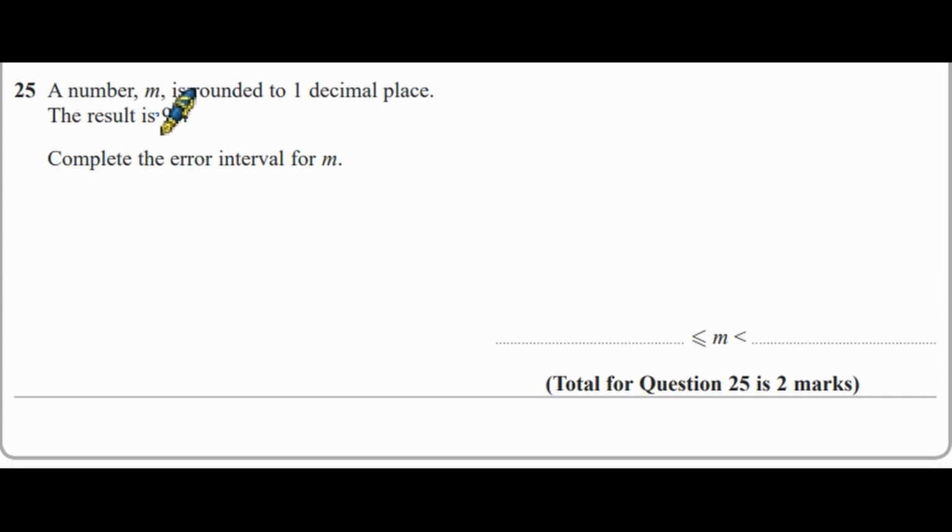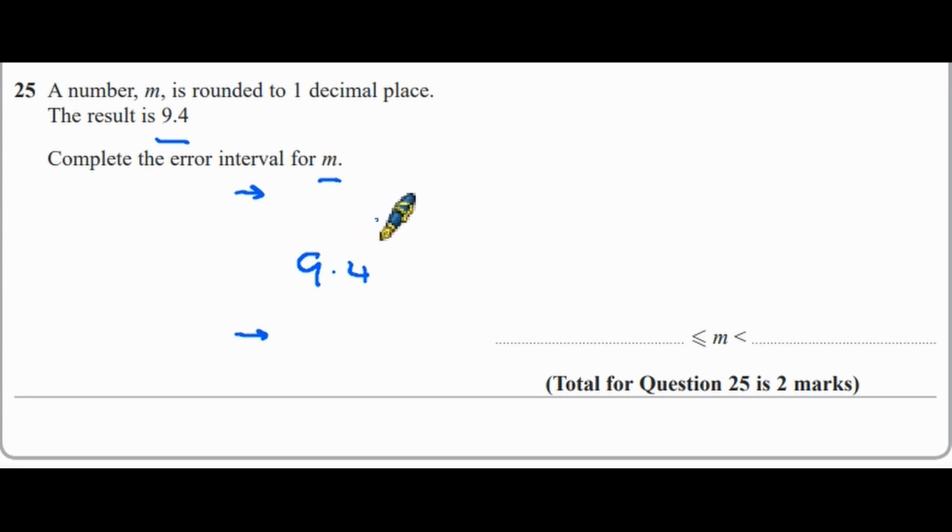Question 25. A number m is rounded to 1 decimal place, and the result is 9.4. It says complete the error interval for m. So if we have a result of 9.4, what we are looking for is the lowest possible number that would round to 9.4 and the highest possible number.